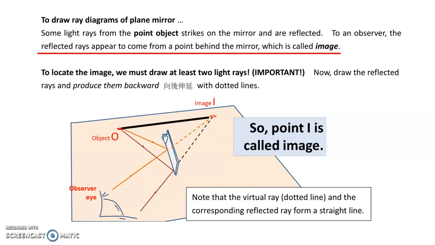Draw a line between O and I. How is the line OI and MN related? Also note that we should draw virtual rays using dotted lines.